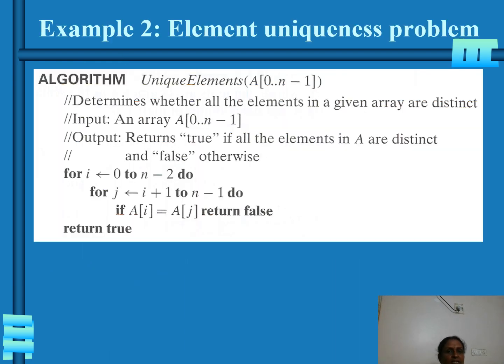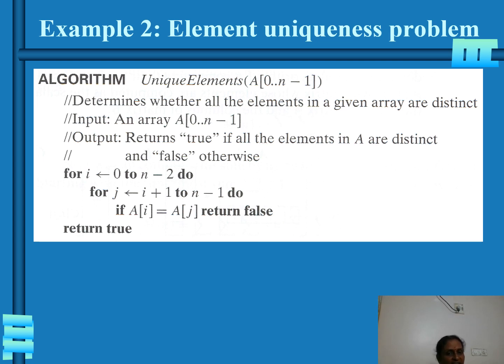The second problem is the element uniqueness problem. Given an array of n numbers, you have to check whether all the elements in the array are distinct, that is, it doesn't contain any duplicates. The input is an array of elements. The output returns true if all the elements in A are distinct, and returns false if the array contains duplicates.